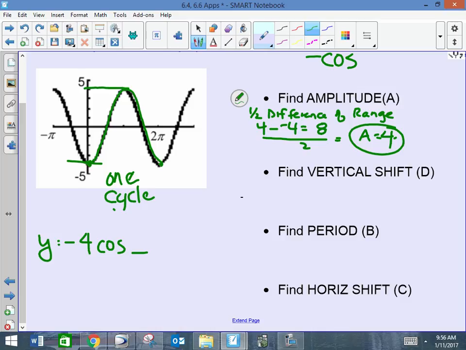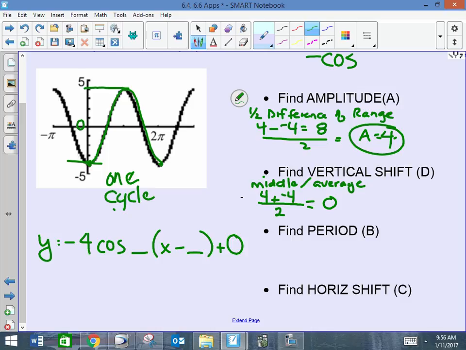Or actually, I always find D next because it kind of goes along with A. All right, so that's why it's in this order. The D is the middle. And technically, middle, what's another word for middle? Starts with A. Average. How do you find the average of two things? You add them up and divide by how many. In this case, we're going to add up 4 and -4 and divide by 2. And what is that? 0. So there is no D there. So D, 0 goes right there. Okay? Any questions about that?